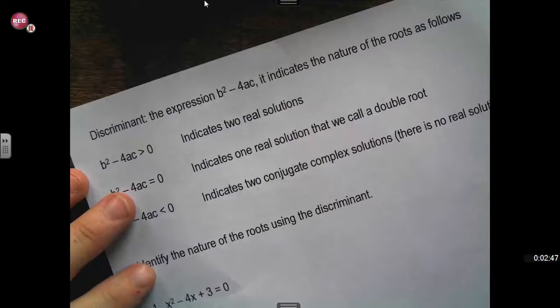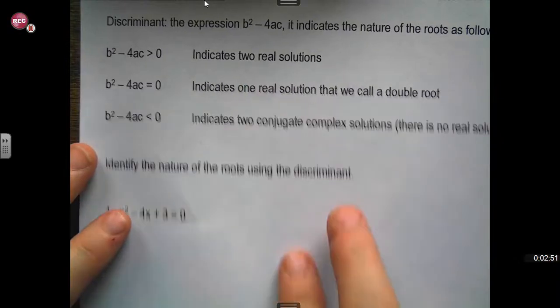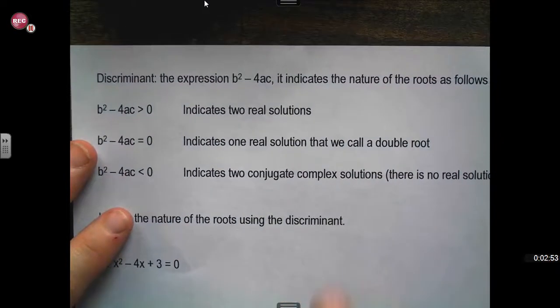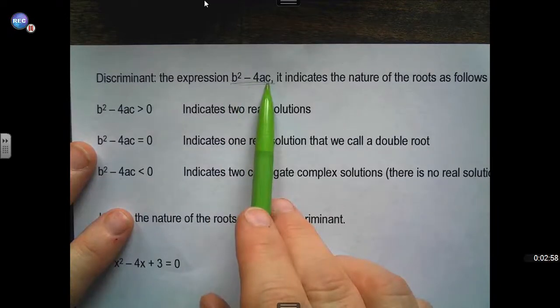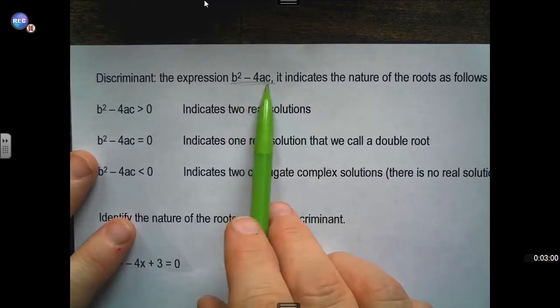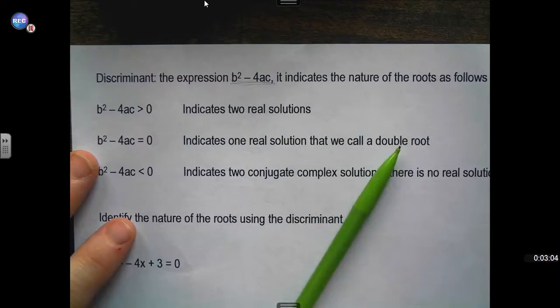And so the discriminant emanates from b squared minus 4ac, because that's what I'm taking the square root of. And it indicates the nature of the root. What are the roots going to be? Am I going to get rational roots? Am I going to get irrational roots? Am I going to get a double root? Am I going to get no real root? What am I going to get?